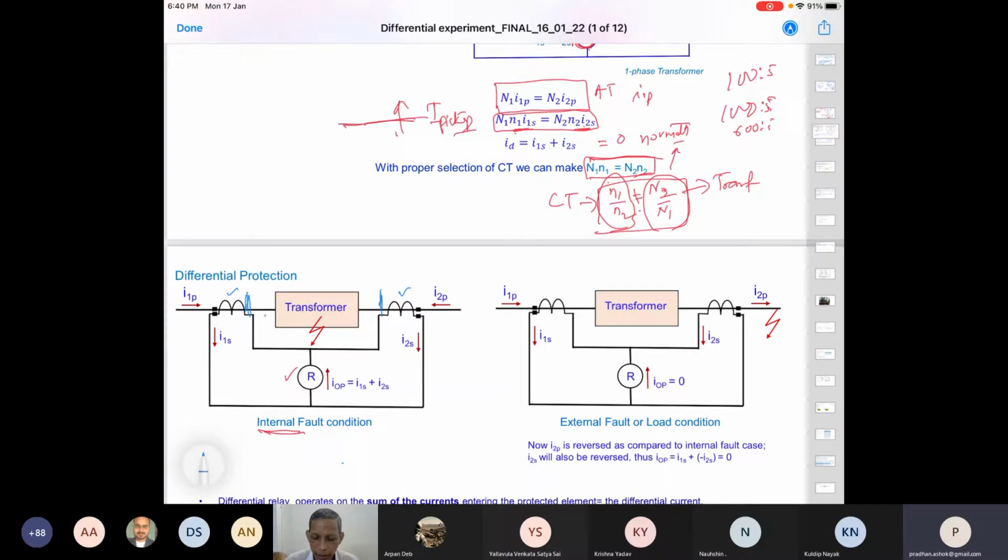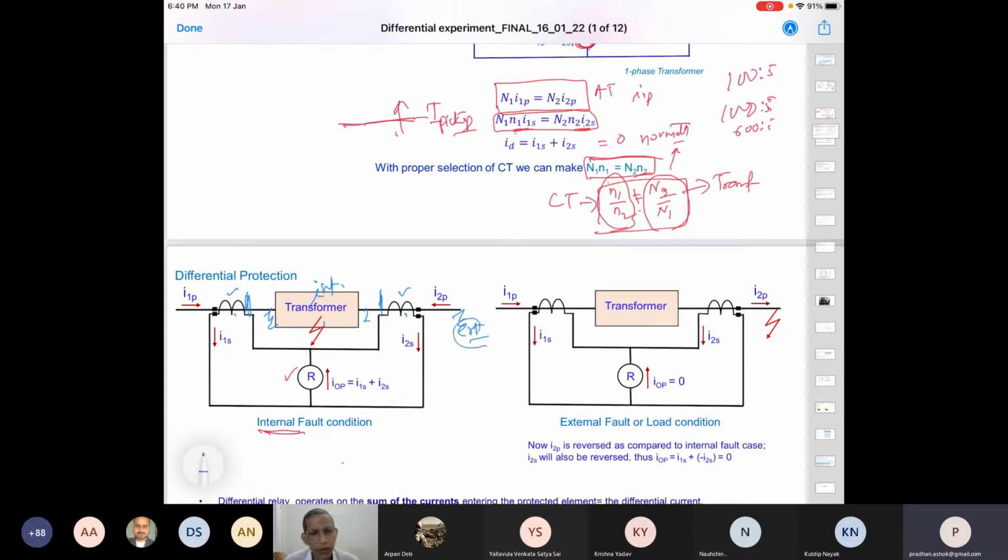Anything happens here, a fault here, a fault there, or inside the transformer, in the winding, bushing, wherever it happens to be. True. So that is what is internal to the system. And what is external? Anything beyond these two CTs, these are our sensors, we will call external. Anything that happens here is external.